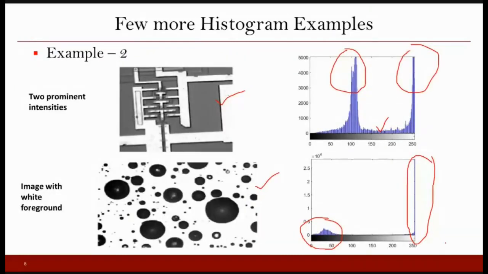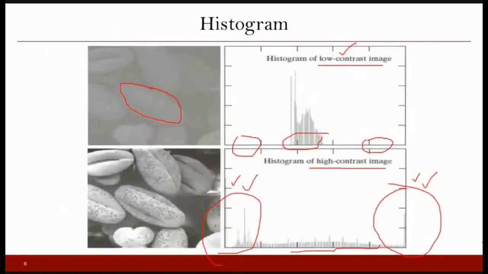Suppose you have, let's say in this example, a low contrast image, and you have to improve the histogram. Or in other words, let's say we have to make this histogram uniform. What do we have to do? It's obvious that we have to spread it out. It is clustered at one place. We have to do something so that this gets spread out over the entire range.